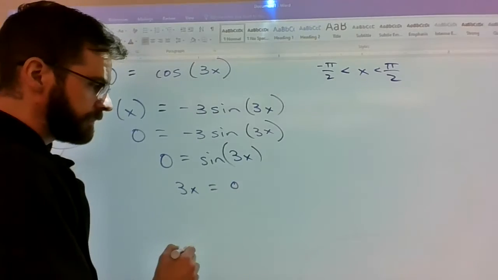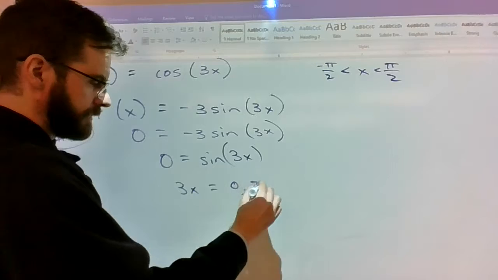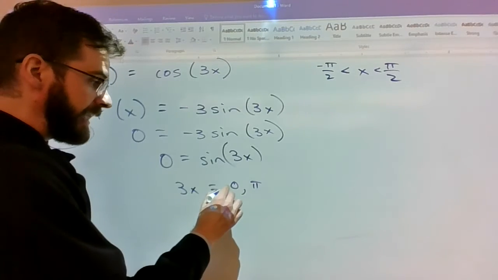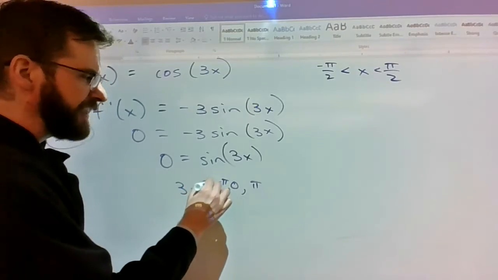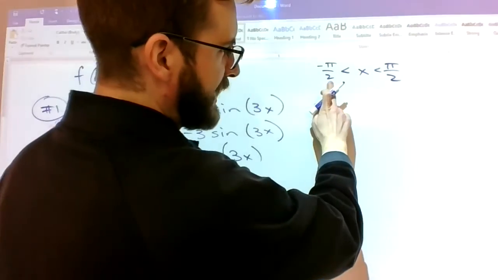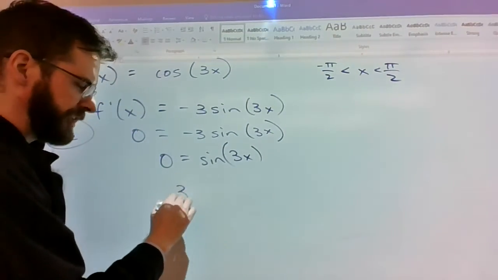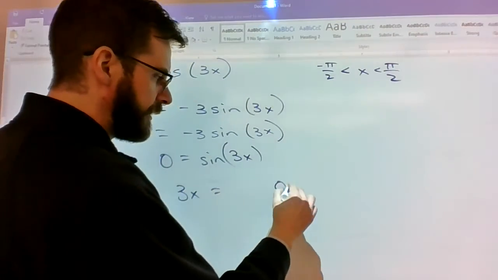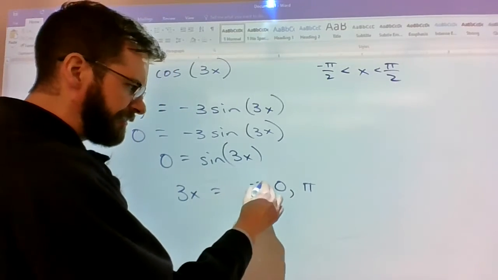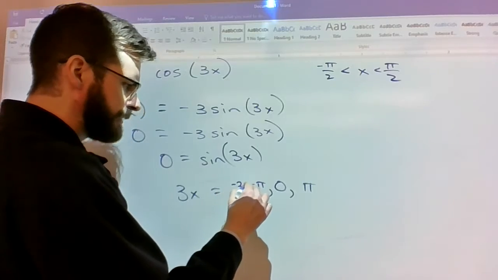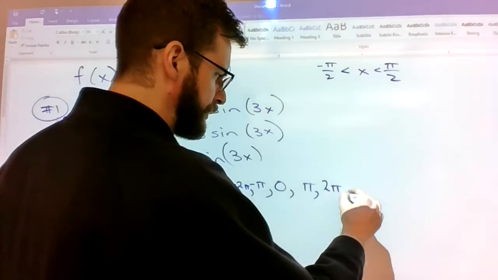at 0, at pi, at negative pi, at negative 2 pi. We have to think in terms of being in between negative pi over 2 and pi over 2, so potentially you're going to have some solutions at 0 and pi, but maybe also negative pi, negative 2 pi, negative 3 pi, 2 pi, 3 pi.